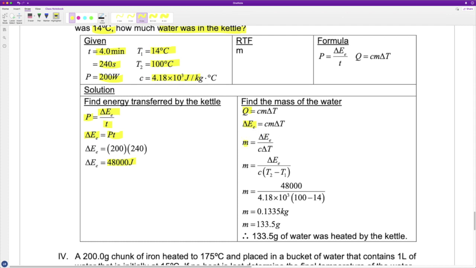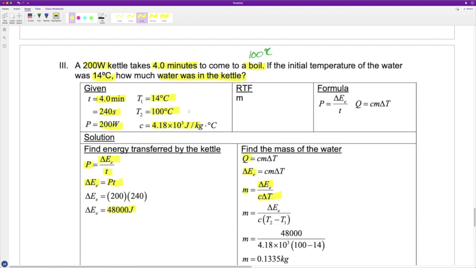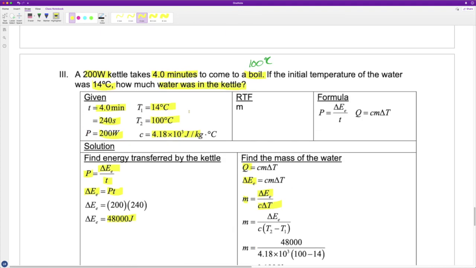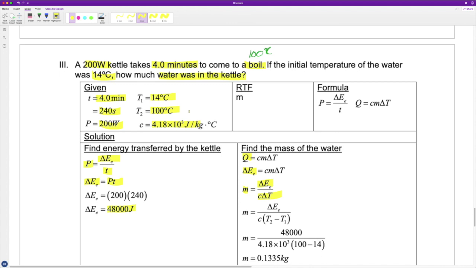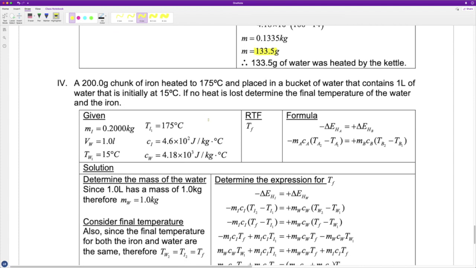So isolating for the mass, we get the change in energy divided by C delta T. Substituting in, this kettle is a very low powered kettle, because that is only 133.5 grams of water, and that took 4 minutes. So this is a pretty terrible kettle. Most kettles, I think, are closer to 1,000 watts, maybe even a little closer to 1,200 watts. And the reason why they can't get much higher is because in most standard homes in North America, the circuit limit for most circuits is about 1,800 watts.